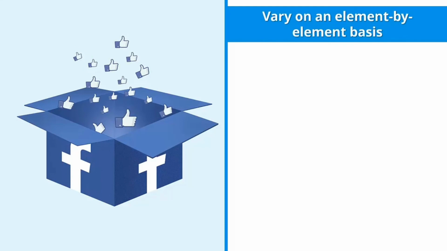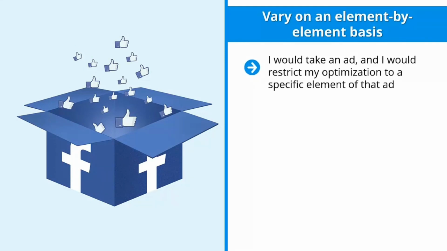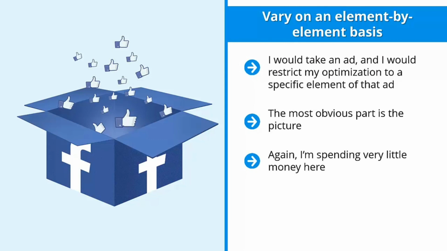Vary on an element-by-element basis. I would take an ad, and I would restrict my optimization to a specific element of that ad. Every ad actually has many elements. There's the graphics, the heading, the description, the link. I would start with one element, and I will come up with different versions. The most obvious part is the picture. So I'd play around with the different pictures and see which gets the most clicks. I would then come up with a variation of that picture and see if I can improve my click-through rate. Again, I'm spending very little money here. I just want to see an improvement in click-through rate for that element that I'm varying.